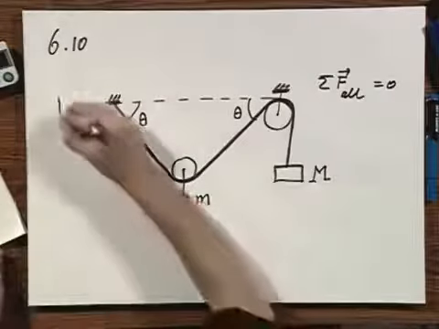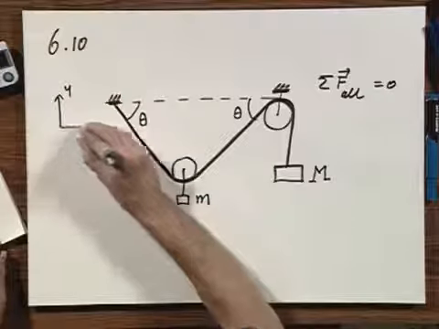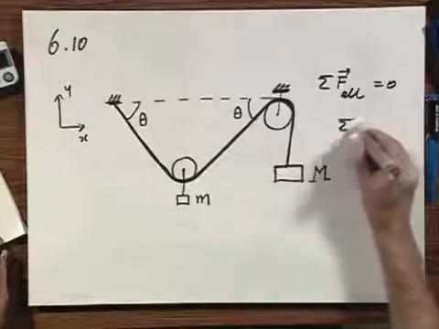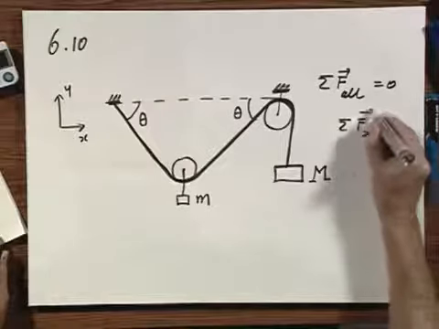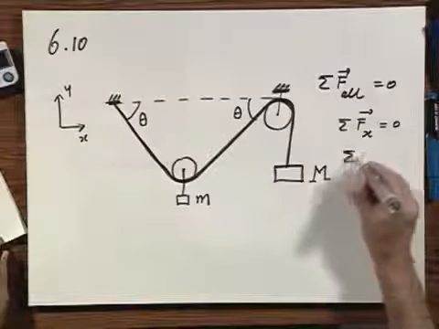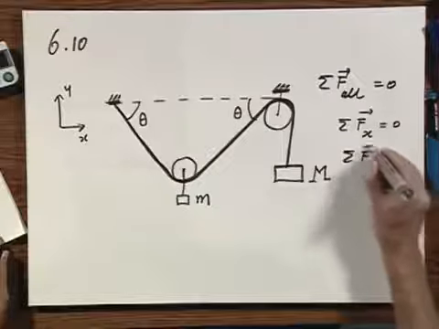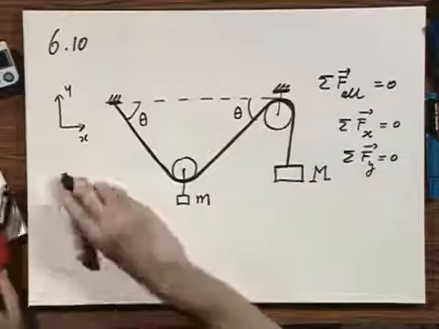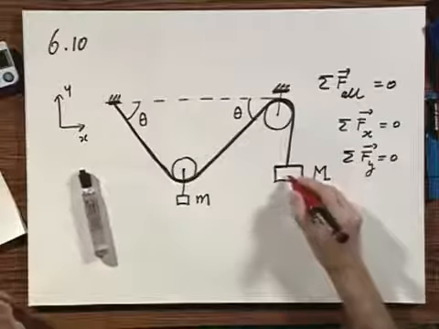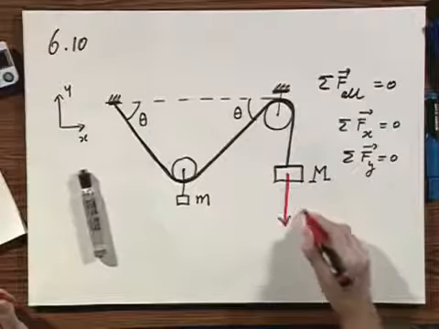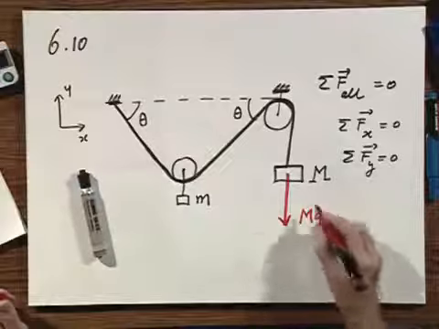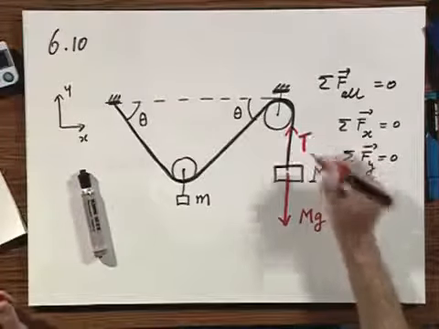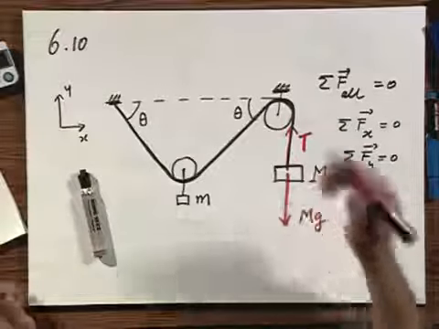I will decompose in y and x direction. It's often very handy. So it means that the sum of all forces in x direction must be 0, and independently the sum of all forces in the y direction must be 0. Let's make free body diagrams. Here it's easy. We have Mg, and here we have tension T. The two must be equal, otherwise there would be acceleration.